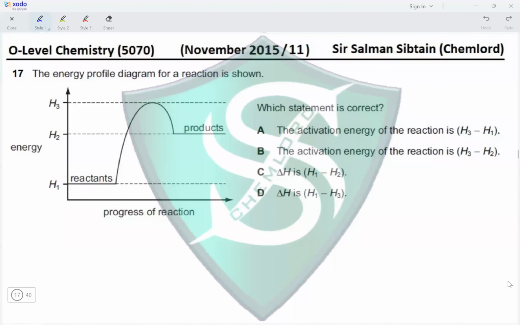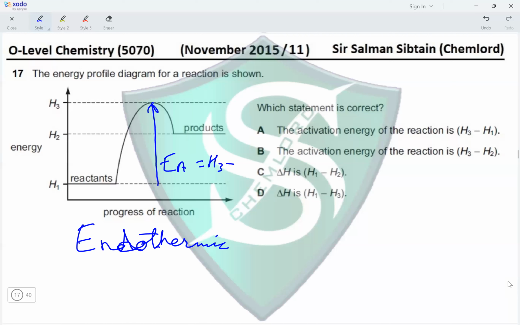Question 17. The energy profile diagram for a reaction is shown. And since the energy of the products is greater than the energy of the reactants, this is the energy profile diagram for an endothermic reaction. Okay. So which statement is correct? The activation energy of the reactants is H3 minus H1. H3 is the maximum energy state during the progress of a reaction, also known as the transition state. And the activation energy is given by this energy gap. So this energy gap is defined as H3 minus H1, making option A correct.